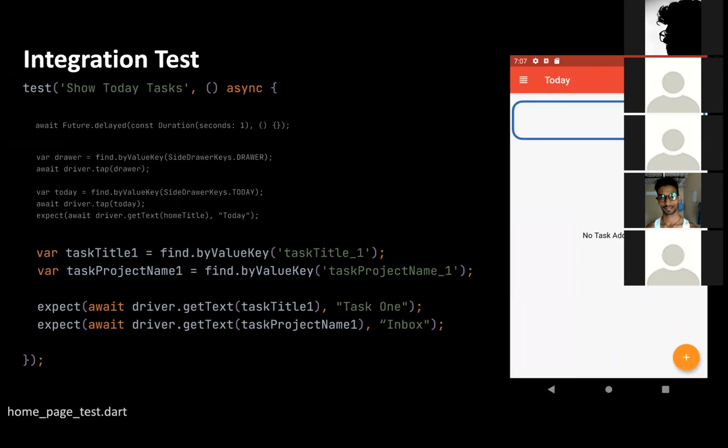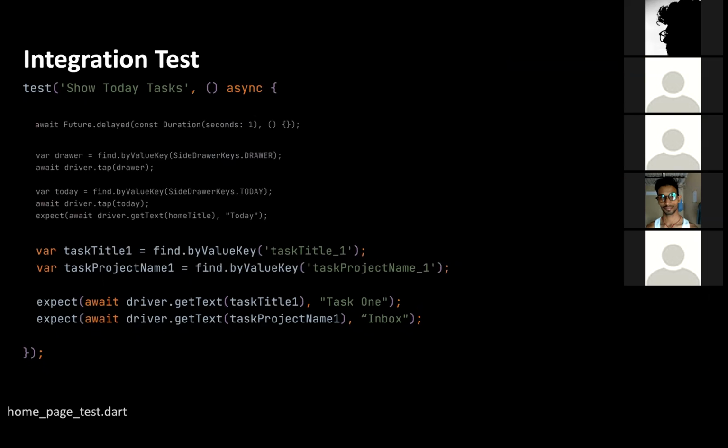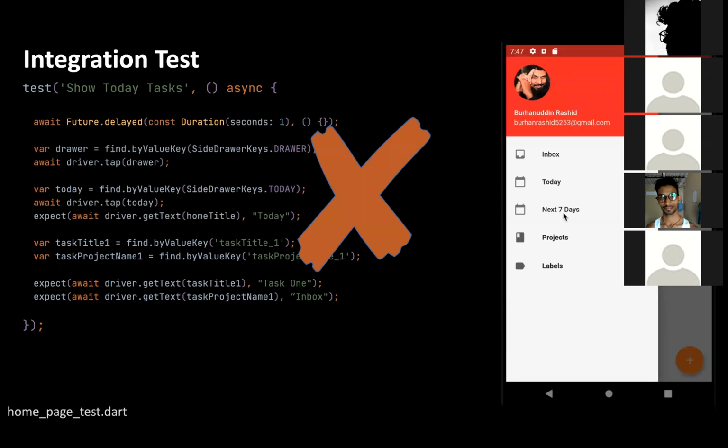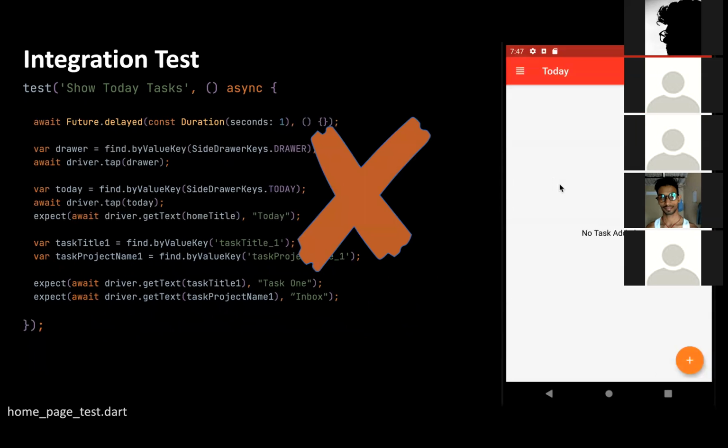Now, when I get the task one, same with the task project name, I'm matching with task one and inbox. But as you see, it will fail because there are no tasks added. We are just launching the app and trying to match the task. The reason is that we have not added any task.